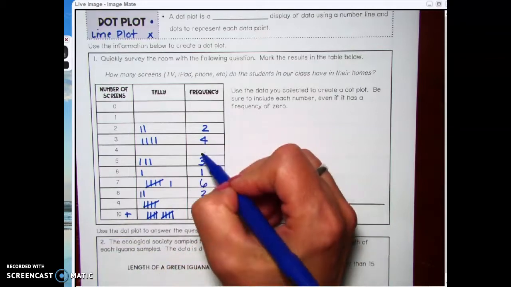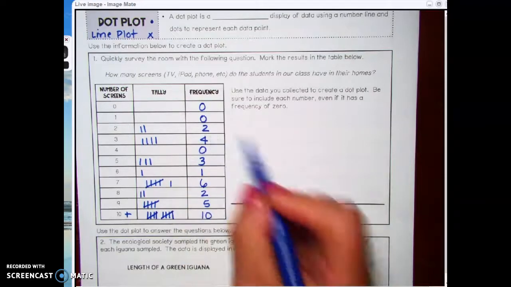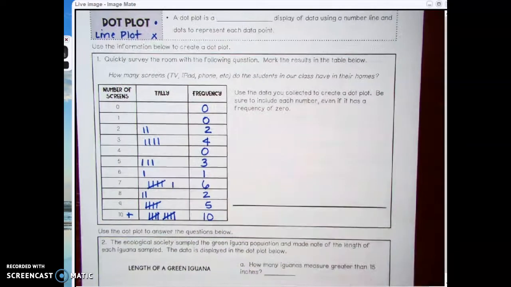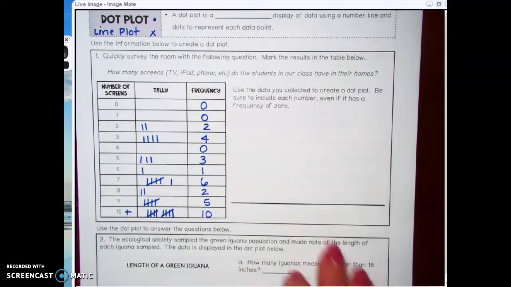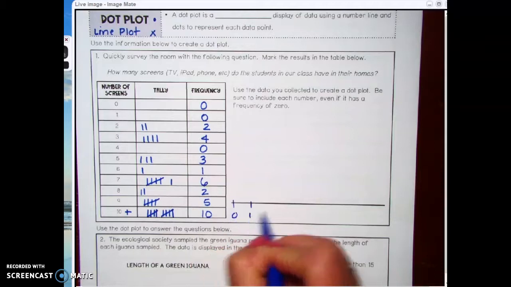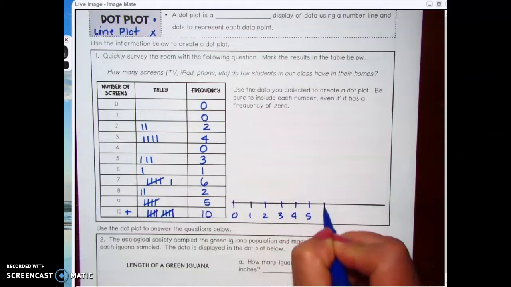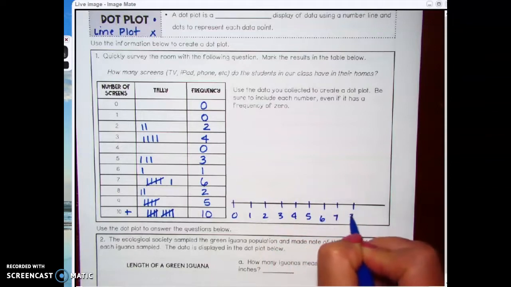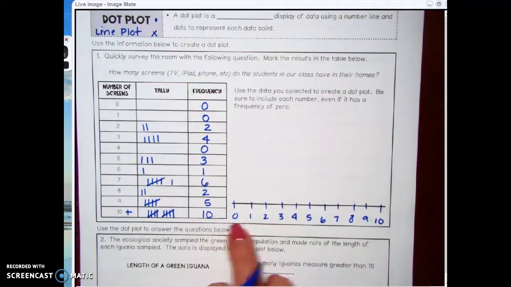Now I left these blank, but I do not need to. I can just go ahead and fill those in as zeros. Now it tells me in the directions what I need to do. Create a dot plot. And it says be sure to include every number, even if it has 0 as frequency. So I'm going to start with 0, 1, 2, 3. And there is my 0 through 10, just as it is here.